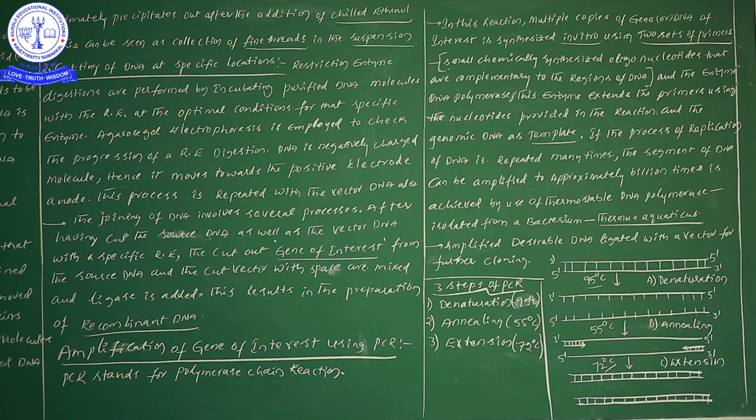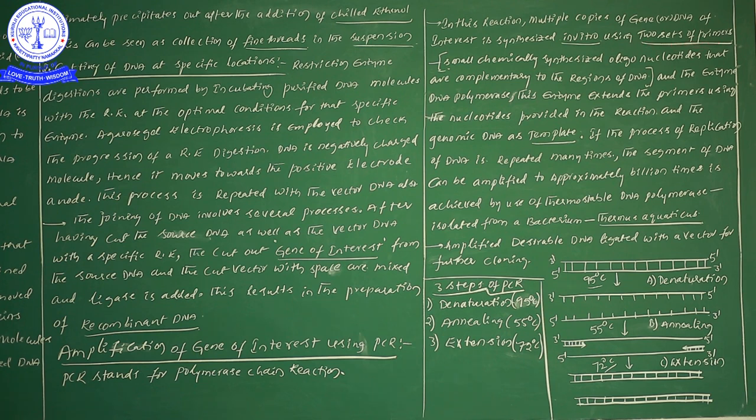In this reaction, multiple copies of the gene, or the DNA of the gene of interest, are synthesized in vitro. So in the amplification technique using PCR, we do the multiplication of the gene of interest, the desirable gene, and it is synthesized in laboratory conditions. In vitro is nothing but laboratory conditions.